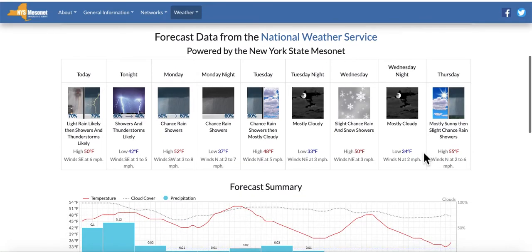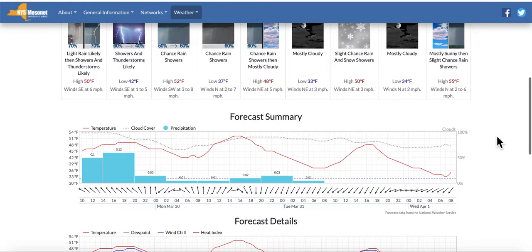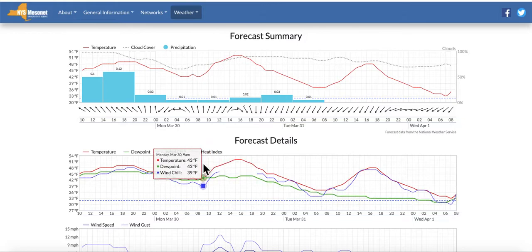Underneath that, you have what I call the weather for dummies. This is a quick synopsis of the weather forecast for the next few days, but you can do a lot better than that by looking at the actual real data. So underneath that is the forecast.